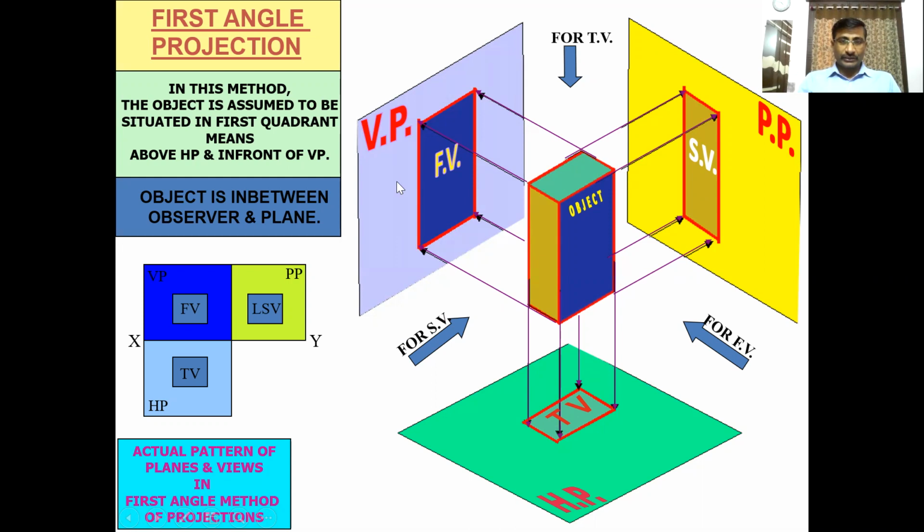These perpendicular projectors stretch onto the planes, and these views are called orthographic views. Ortho means 90 degrees. Clear? Ortho means perpendicular. So perpendicular projectors onto the planes form the orthographic views.